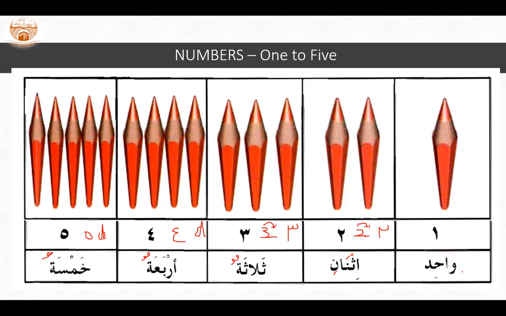So say after me, everyone. Wahidun, ithnani, thalathatun, arba'atun, khamsatun. 1 to 5.